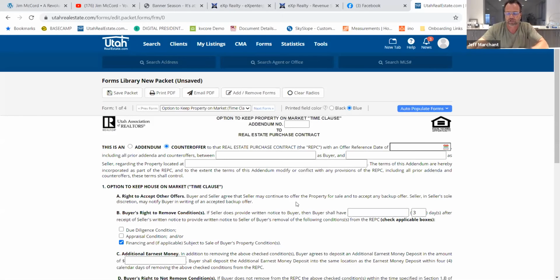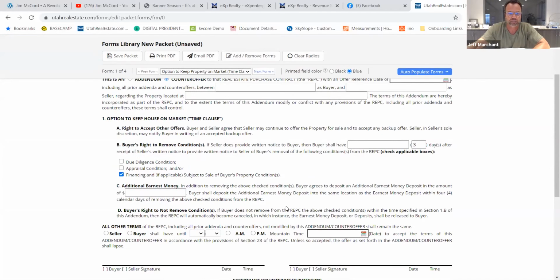So back to the time clause. Yeah, it really depends on where the buyer is that submitted the offer, whether you are going to actually exercise the time clause or not. Does that all make sense? Okay, cool. Let's move on to C. We don't want to spend the whole time on this one.